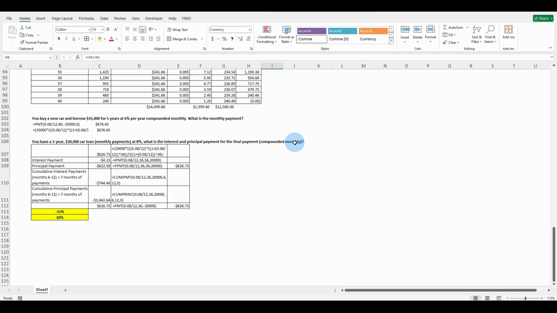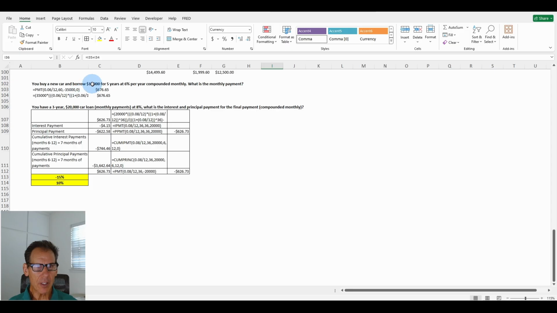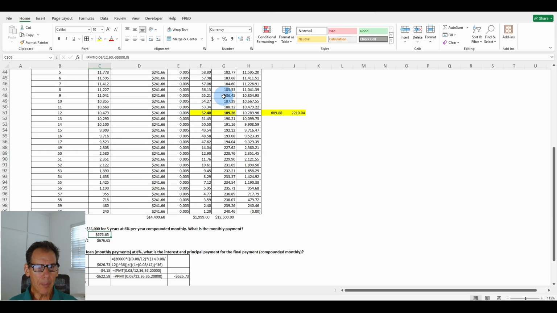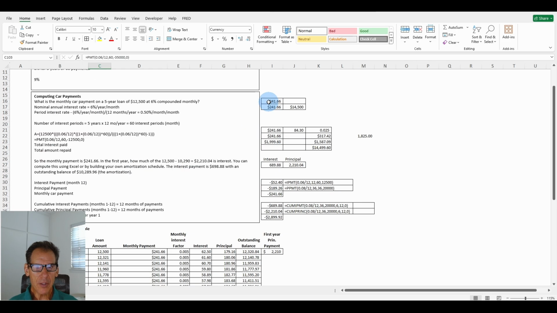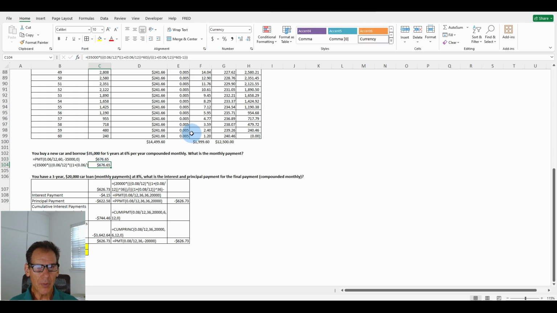If we were to look at this from a different perspective, how about you buy a new car and borrow $35,000 for 5 years at 6% per year, compounded monthly. What is the monthly payment? If you don't remember what we were doing, up here, just go back up here. Remember it says monthly payment? I explained the steps here. All we're doing here is just changing what we're borrowing. And then if you want to use this old school method, feel free to do so.